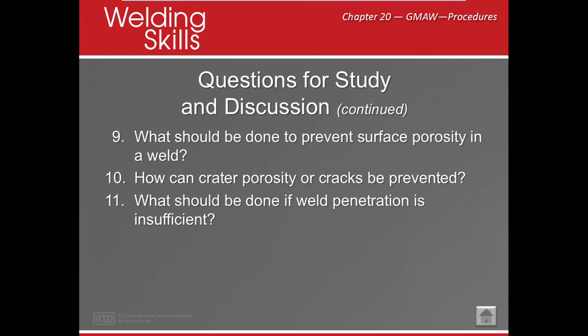All right, so what should be done to prevent surface porosity? Well, surface porosity is the result of atmospheric contamination. Atmospheric contamination occurs if the shielding gas is too low, so the arc area is not fully displaced. Okay? If the shielding gas is too high, it causes turbulence and draws air into it. Or if we're in a windy area, maybe even a fan. So without having good shielding, we're going to get porosity.